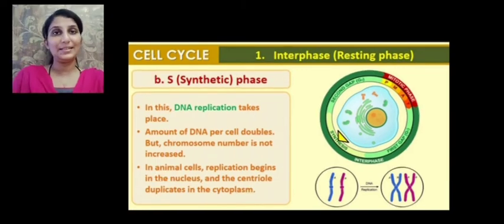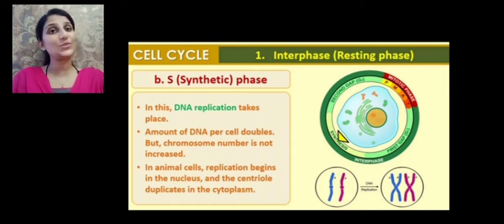In animal cells, during the synthetic phase, the replication takes place in the nucleus, and concomitantly in the cytoplasm, the centrioles duplicate. We have learned what centrioles are. The centrosome has two centrioles which are placed perpendicular to each other, and we have learned the function of the centriole. It helps in the formation of cilia and flagella, and also in the formation of the spindle apparatus, which is very important for cell division.